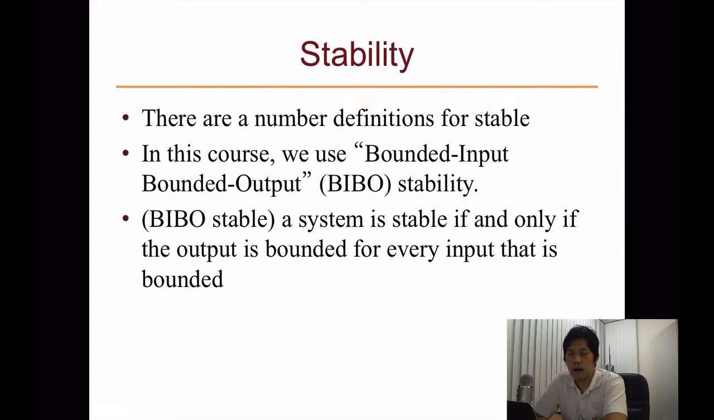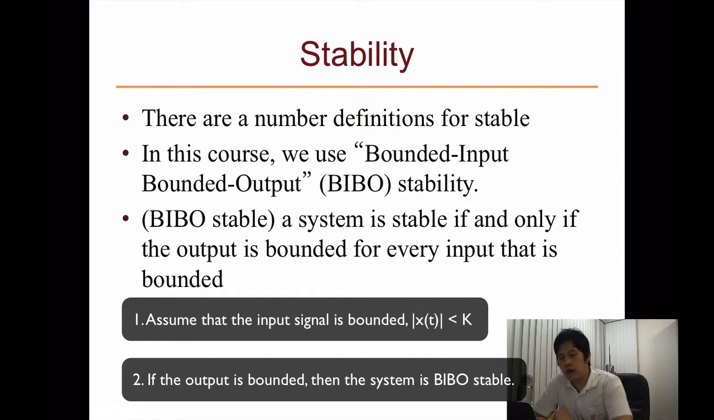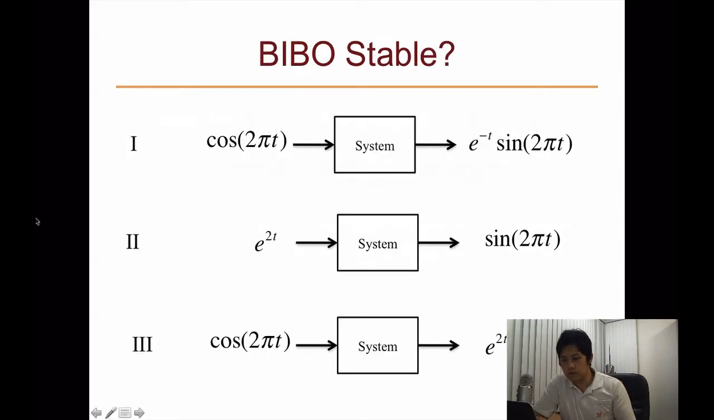So we can test it by first assuming that the input is bounded. If the output is bounded, then you have a BIBO stable system. So here, cos 2πt is bounded between -1 and 1, and the system produces the output e^(-t) sin 2πt. This is an oscillating complex exponential, so you get a decaying oscillation, which is also bounded and goes to a zero value. So the first system is a BIBO stable system.